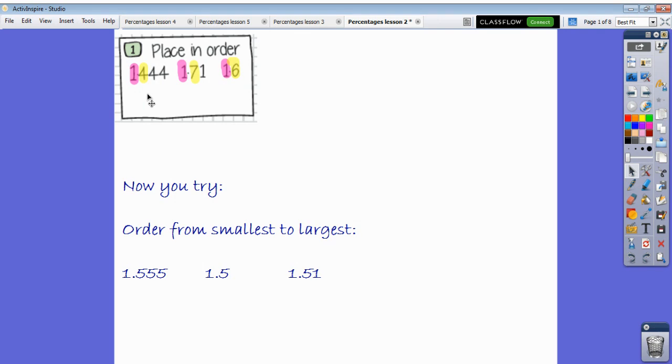So here we've got our units all highlighted in pink, and they're all a 1, so we can't use that column. So we go to the next column, which is the tenths. We've got a 4, a 7 and a 6. So the 1.444 would be our smallest because 4 is the smallest digit. 1.6 would be our middle number, and 1.71 would be our largest.